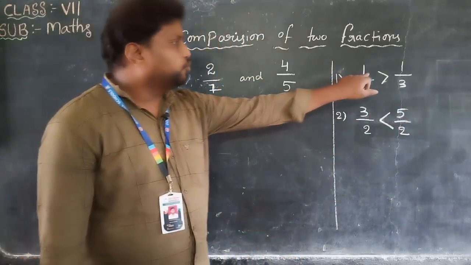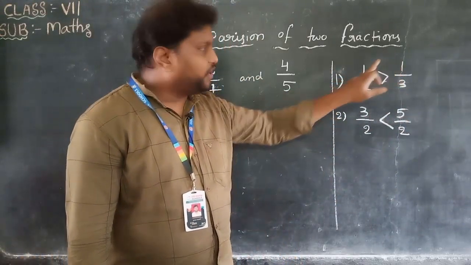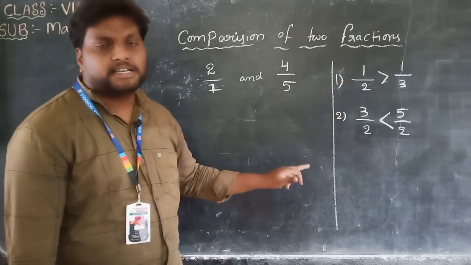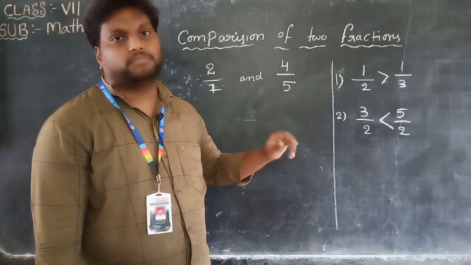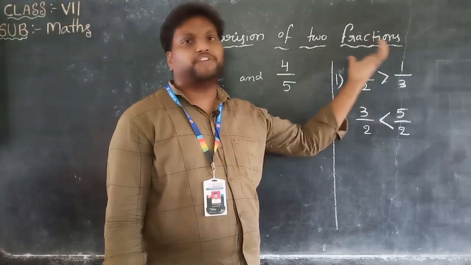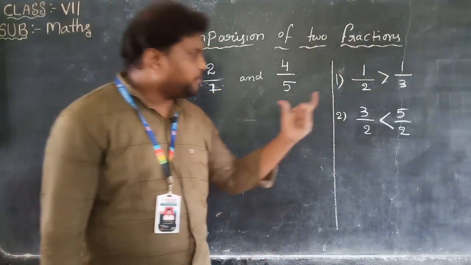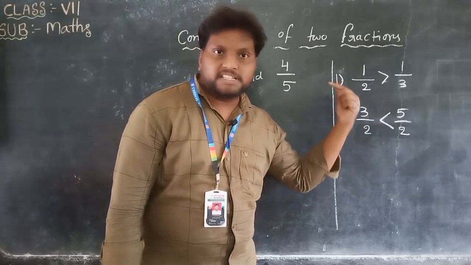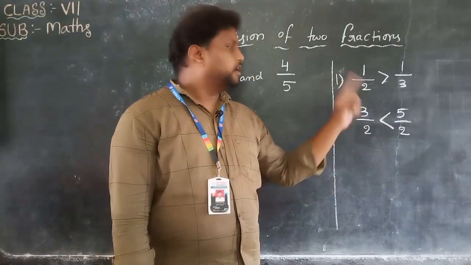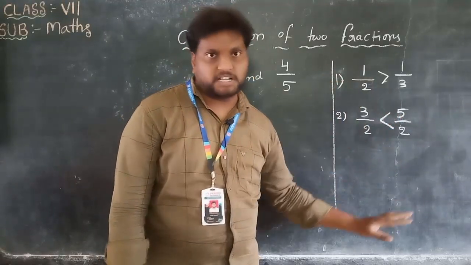When two numerators are equal, the fraction whose denominator is less is the bigger fraction. Denominator is less means the fraction is more. Which case? When the numerators are equal. When the denominators are equal, numerator is less means the fraction is also less, and numerator is more means the fraction is also more.